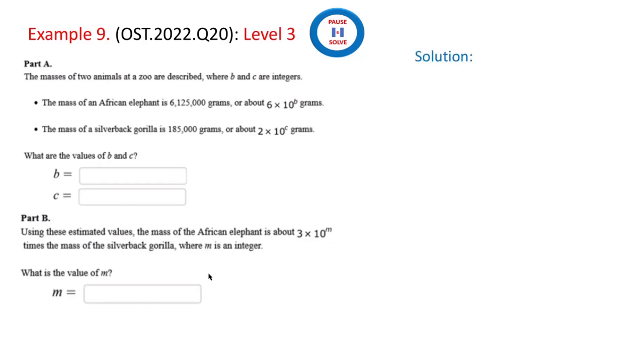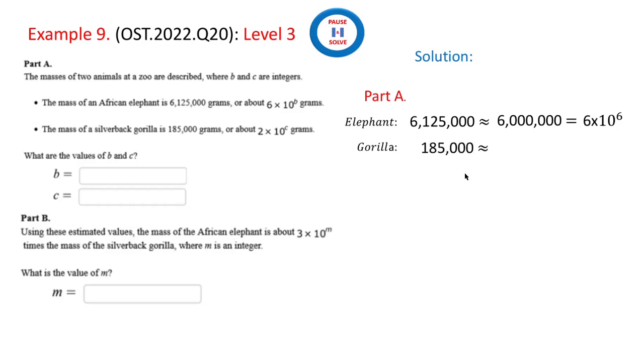So let's get going with this. Part A, elephant is 6,125,000. When you round it, it gives about 6 million. That's 6 followed by 6 zeros. That's 6 times 10 to the power 6. The gorilla, 185,000. That's about 200,000. That's 2 times 10 to the power 5. So clearly B is 6 and C is 5. B is 6 and C is 5. You put them here, you get 1 point.